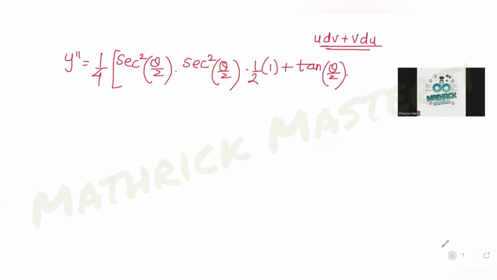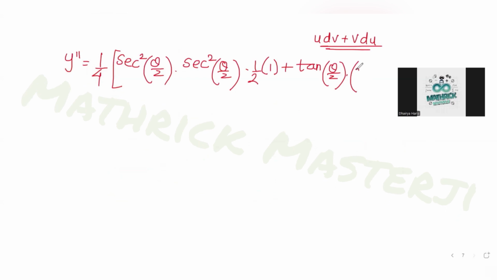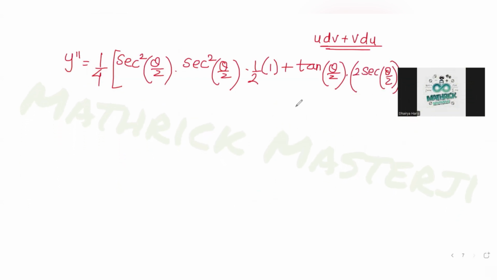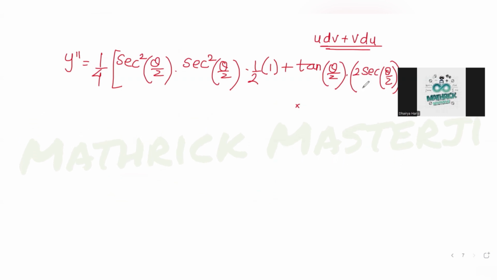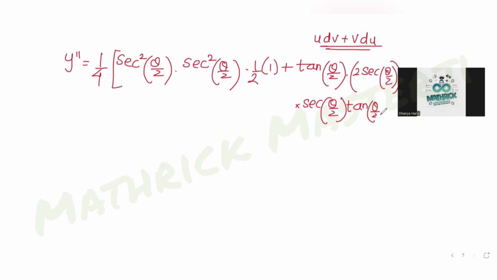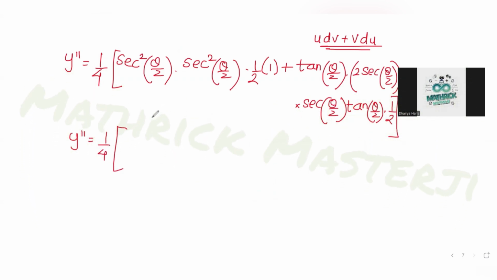Sec square theta over 2, if I see, again I'm assuming this entire sec theta over 2 as x, so it's x square. Derivative of x square is 2x, so 2 sec theta over 2 times derivative of sec theta over 2, which is sec theta over 2 and tan theta over 2 times derivative of theta over 2, which is half. So you get y double dash turning to become 1 over 4.